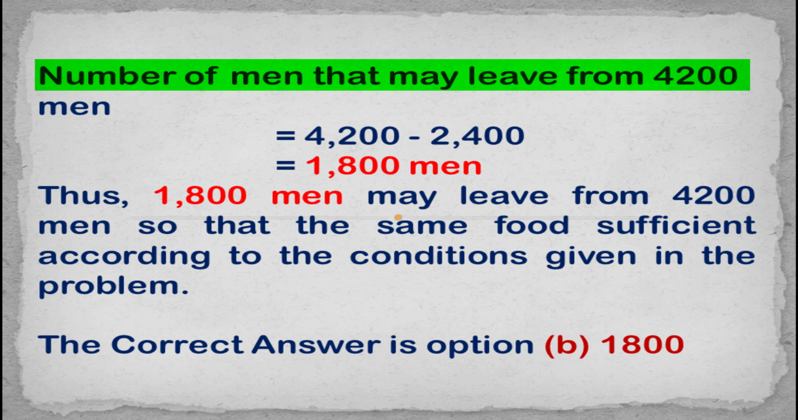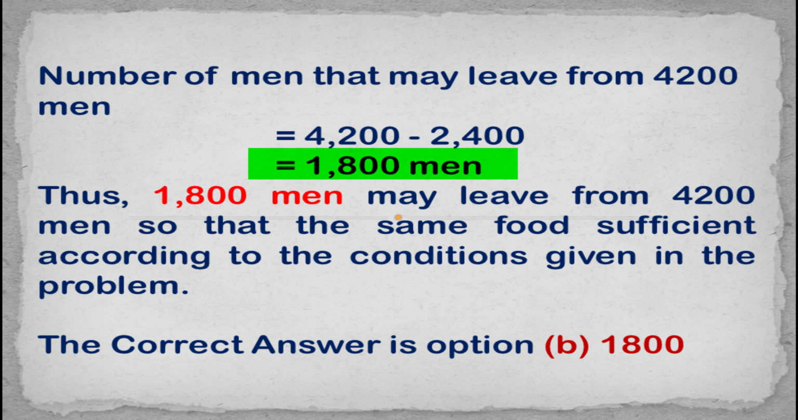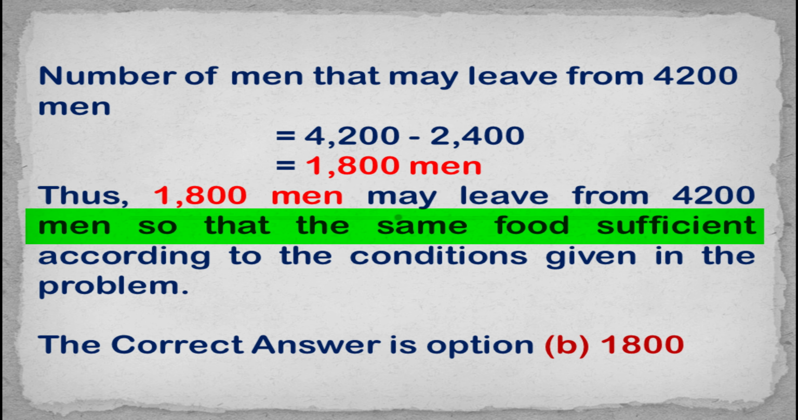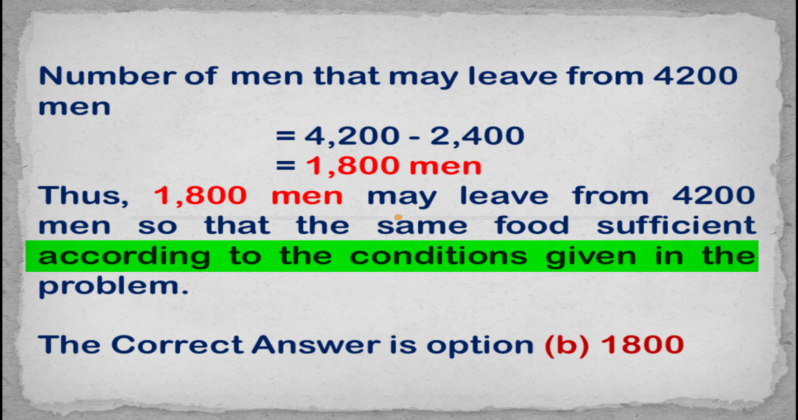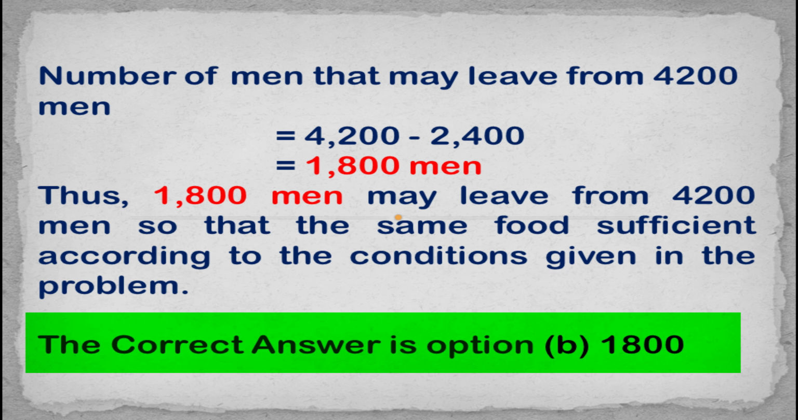The number of men that may leave from 4,200 men will be equal to 4,200 minus 2,400 is equal to 1,800 men. Thus, 1,800 men may leave from 4,200 men so that the same food is sufficient according to the conditions given in the problem. The correct answer is option B, 1,800.